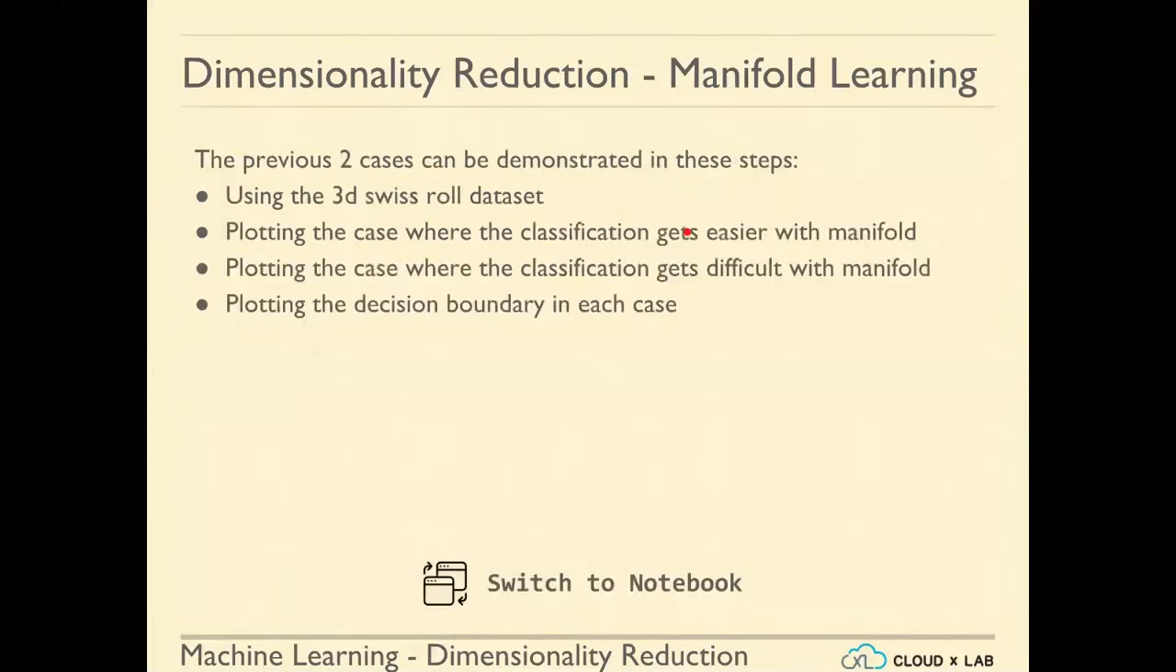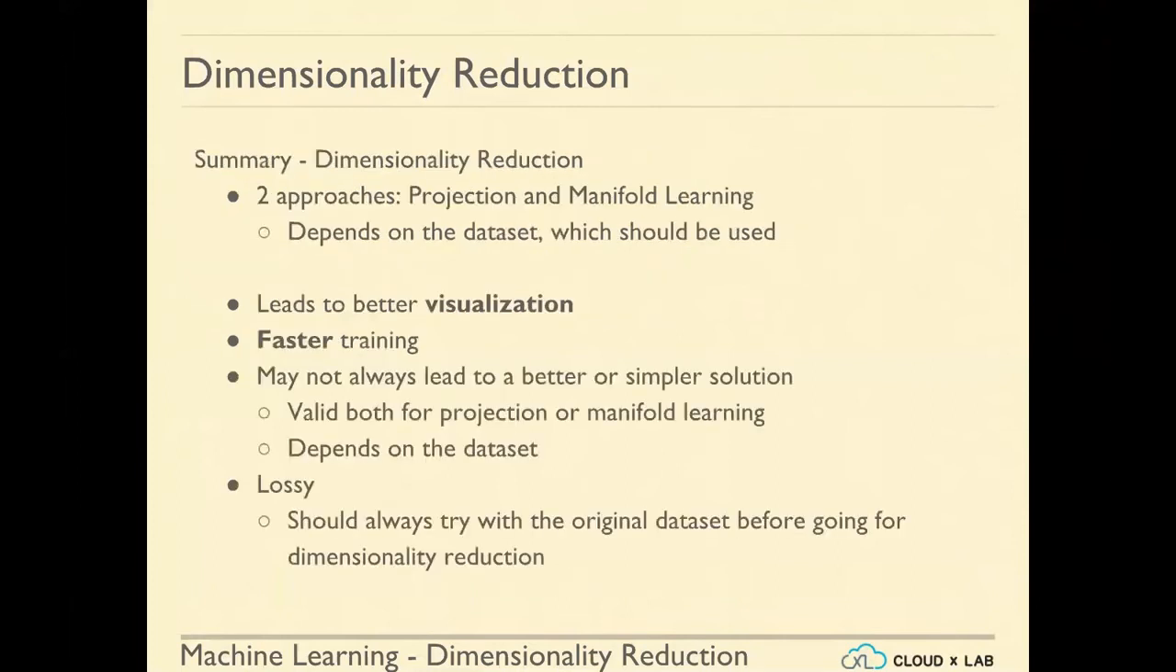The previous two cases can be demonstrated in these steps using a 3D Swiss roll and so on. So the summary so far is that for dimensionality reduction, there are two approaches, projection and manifold. Reducing the dimensions gives us better visualization and faster training, but may not always lead to a better or simpler solution. This is valid for both projection and manifold learning. Not always, but mostly it helps. Whenever we drop a dimension, there's always loss, so we should always try the original data set before going for dimensionality reduction. You should know what kind of loss you're making.